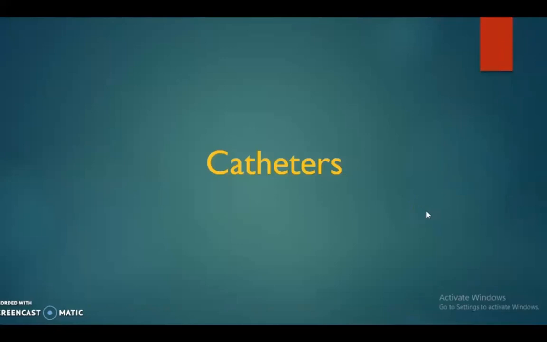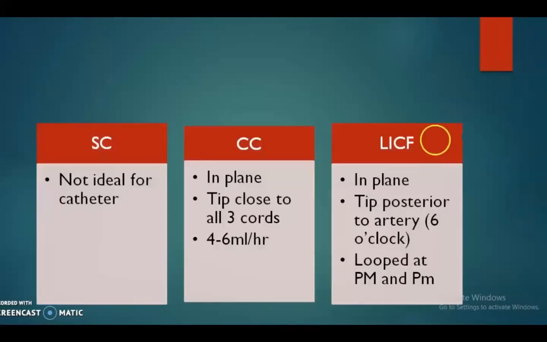Is the infraclavicular space ideal for catheter placement? So we've all known that the supraclavicular space is not always a good area. It's less than ideal space for catheters because the catheters get dislodged easily because of the short space in the neck. On the other hand, the infraclavicular area is well suited for catheter placement because the catheter gets stabilized well within the musculature in that area. In the costoclavicular approach, the catheter is inserted in plane. The tip is kept close to the center of the nerve cluster, that is close to all the three cords, and it has been postulated that as low as 4 to 6 ml per hour of drug is enough for effective postoperative analgesia.